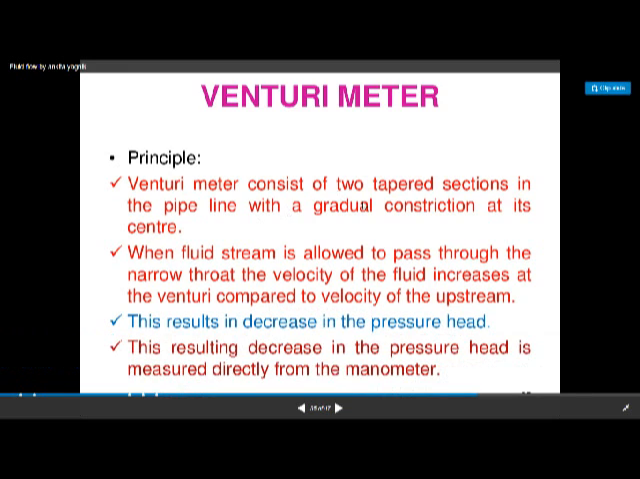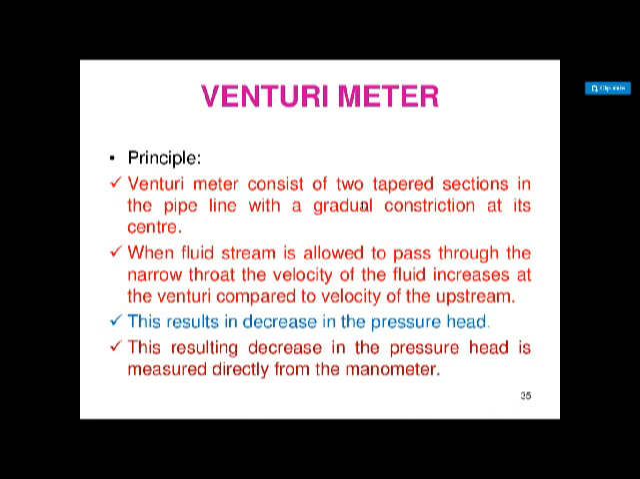It consists of two tapered sections in the pipeline with a gradual constriction at its center. Two tapered sections are there in the pipeline with a gradual constriction. In the case of the orifice meter, there was a sudden constriction. This is the difference between the Venturi meter and the orifice meter. The rest of the things are similar.